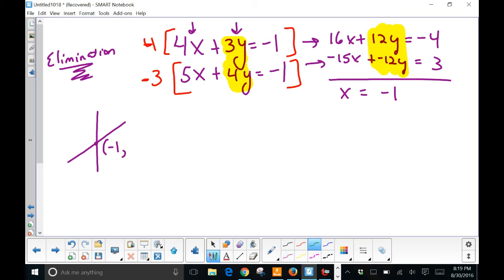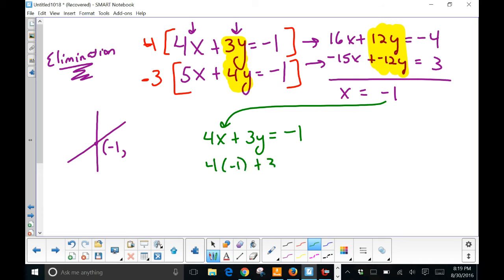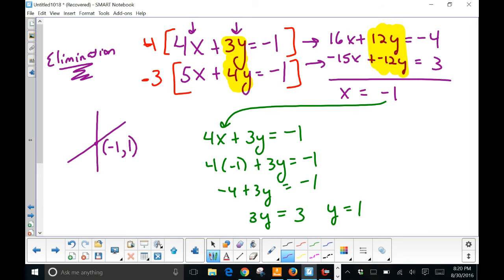So the next step is to go to either one of the original equations, and I'm just taking the top one, and plugging in x is equal to negative 1. So I get 4 times negative 1 plus 3y equals negative 1, which gives us negative 4 plus 3y equals negative 1. If I add 4 to each side, I get 3y equals 3, and I end up with, ta-da, y equals 1, which means that the coordinate of the point where the two lines intersect is negative 1, 1. And that, my friends, is our solution.